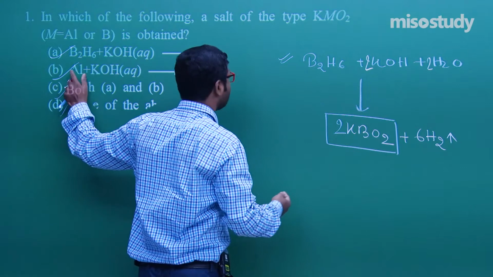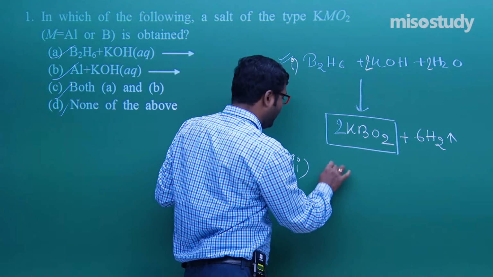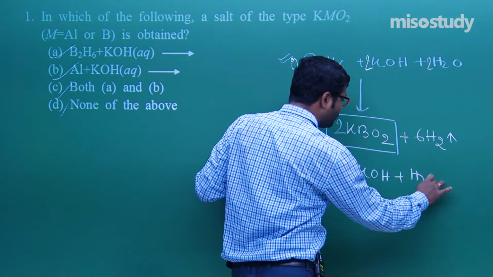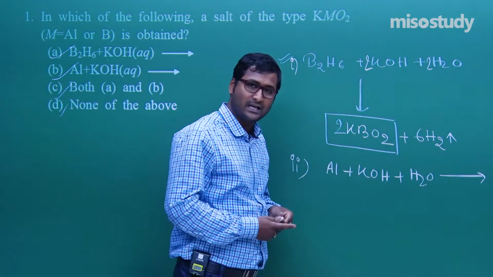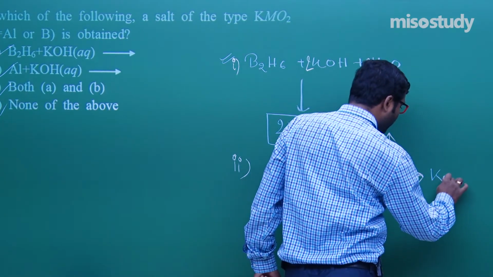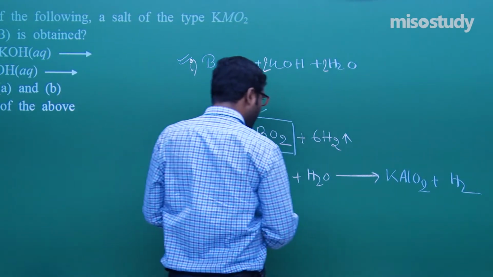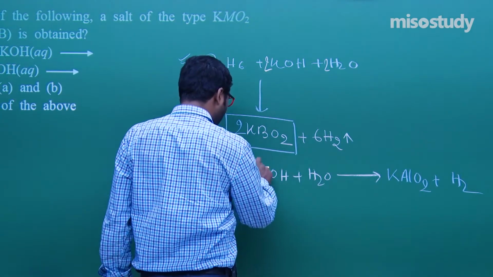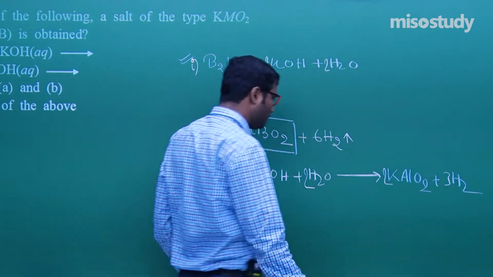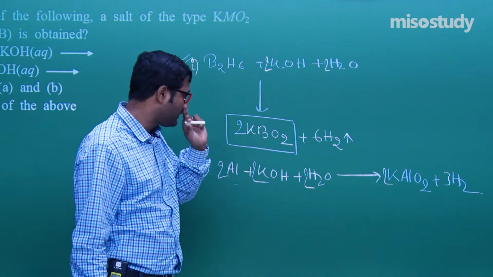Now let's check the next one. This next one is Al plus KOH. Here aqueous is given, that is H2O. What will happen? Do you remember the reaction? It forms KAlO2 plus H2. Now balance the reaction: put here 2, put here 2 KOH, 2 H2O, 2 KAlO2 and 3 H2. Now check out the things, hydrogen is 2 to 4 to 6, 3 to 6.